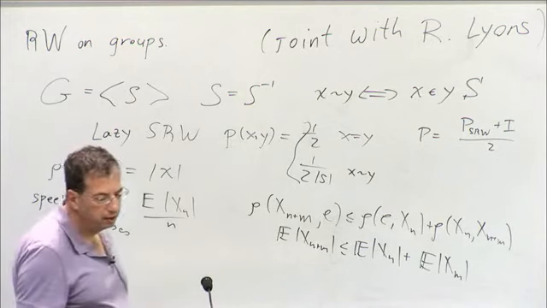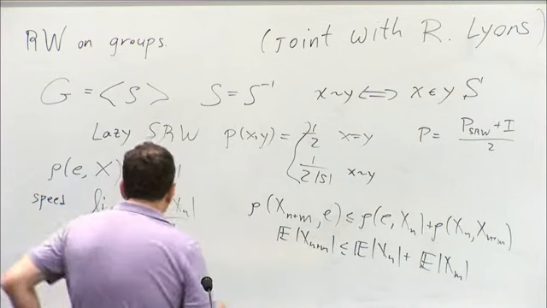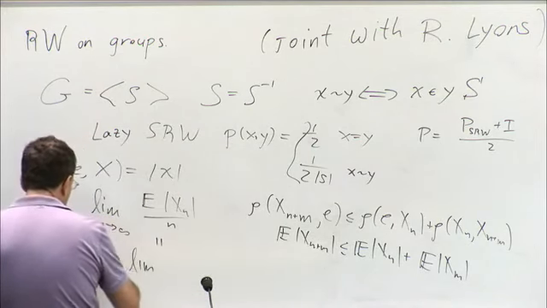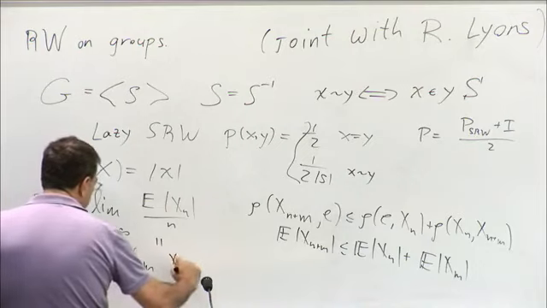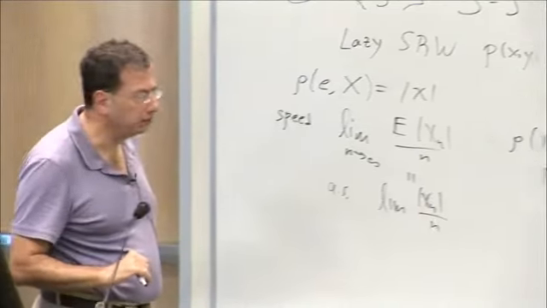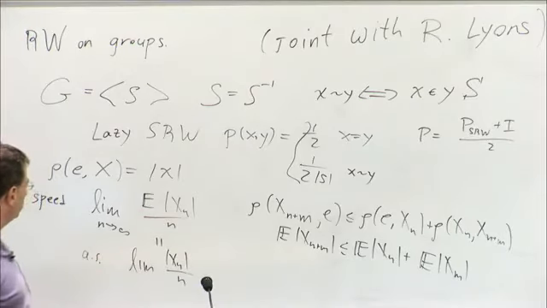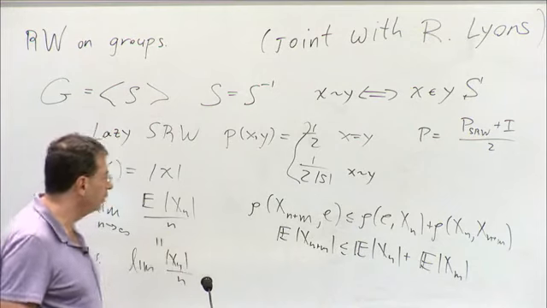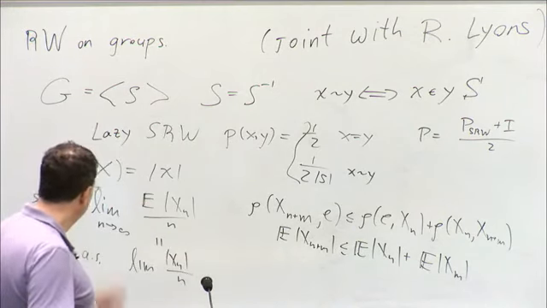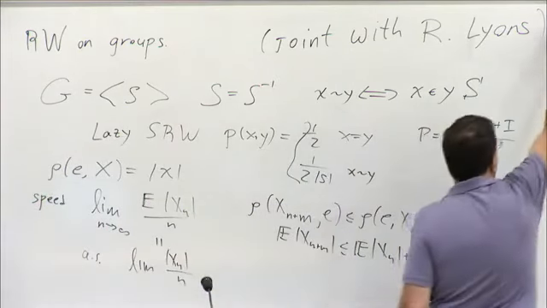In fact, subadditivity implies, and we won't need this, that this equals the almost sure limit of |x_n| over n. So you don't need to take expectation, because of the Kingman subadditive ergodic theorem. But the elementary definition is with expectation, and then you just use the fact about subadditive sequences of numbers that when you divide by n, this limit exists. So one basic question is, when is this speed positive?